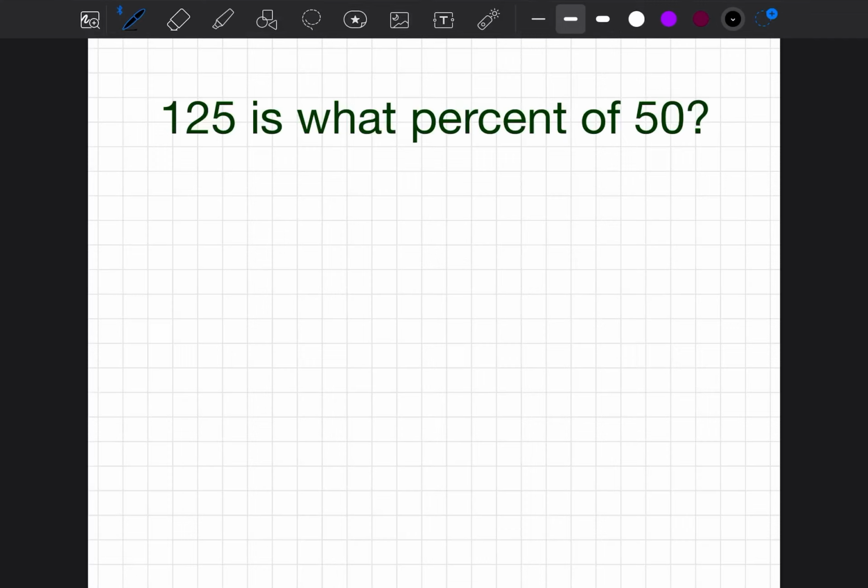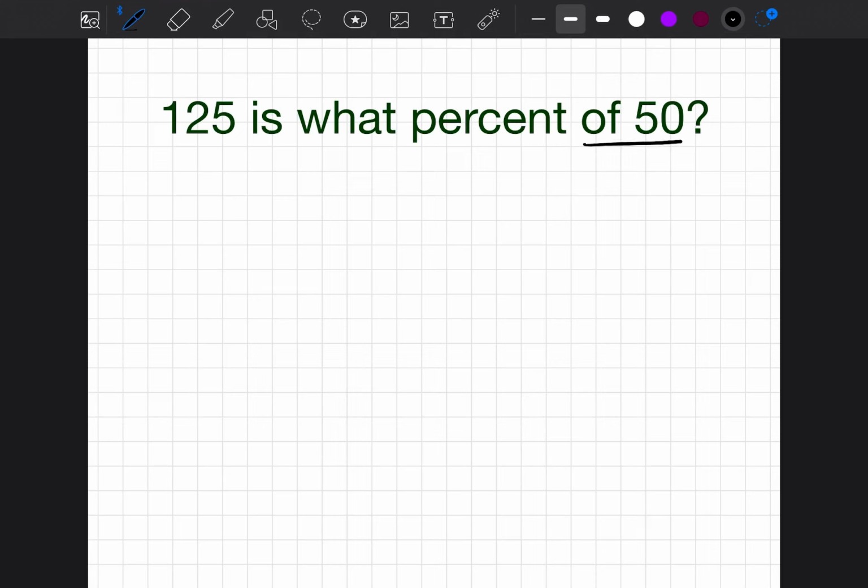A student asked me this question, so I want to go through this problem and then explain it step by step, so that if you see this question on your AccuPlacer test, you feel prepared. So it says, 125 is what percent of 50?